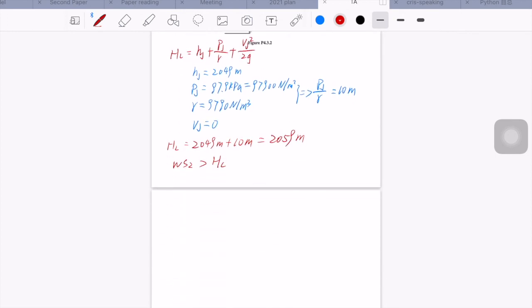So the energy equation is H2 plus P2 divided by gamma plus V2 squared divided by 2g equals Hj plus Pj divided by gamma plus Vj squared divided by 2g plus the head loss. This is equation 1. Since reservoir 2 is exposed to the atmospheric pressure and the velocity head at the reservoir can be neglected, we know that V2 equals P2 equals 0. And from the problem, we know that H2 equals 2090 meter.